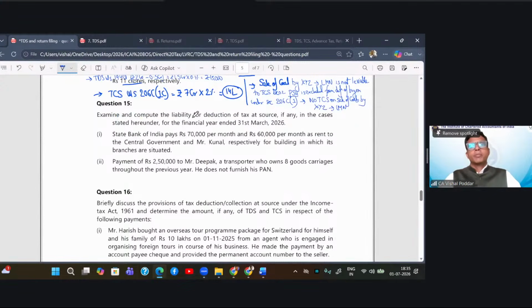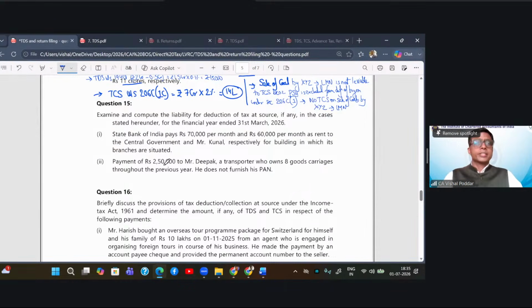So examine, compute the liability for TDS, TCS, if any, in the following cases. State Bank of India pays 70,000 per month and 60,000 per month as rent to central government and Mr. Kunal respectively for buildings in which its branches are situated. So SBI has branches in multiple parts of your city. In one place, it has taken on rent the central government's building. In another place, it has taken on rent an individual's building.